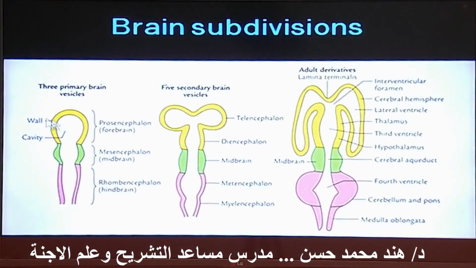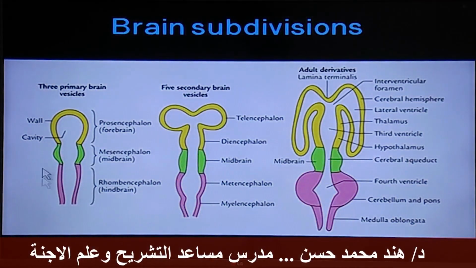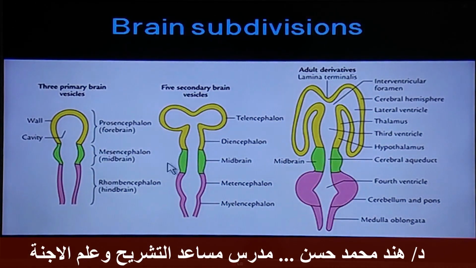Brain, as well as the spinal cord, develop from an ectodermal tube called the neural tube. The upper part of the neural tube dilates to be a brain vesicle, while its lower part forms a spinal cord, and the cavity of the neural tube will be the ventricles of the brain and the central canal of the spinal cord. Then the brain vesicle will be divided into three primary vesicles. We will have prosencephalon or forebrain, mesencephalon or midbrain, and also rhombencephalon or the hindbrain.